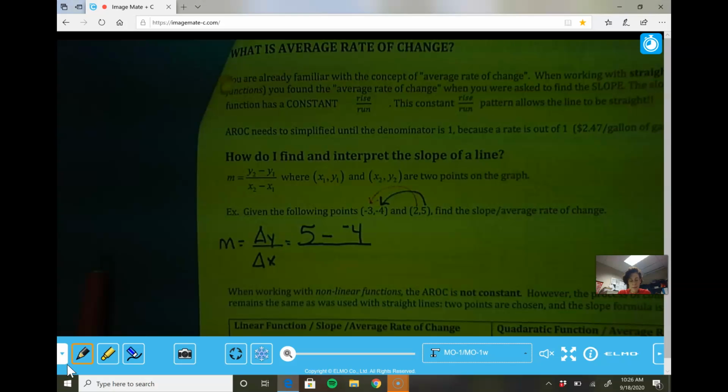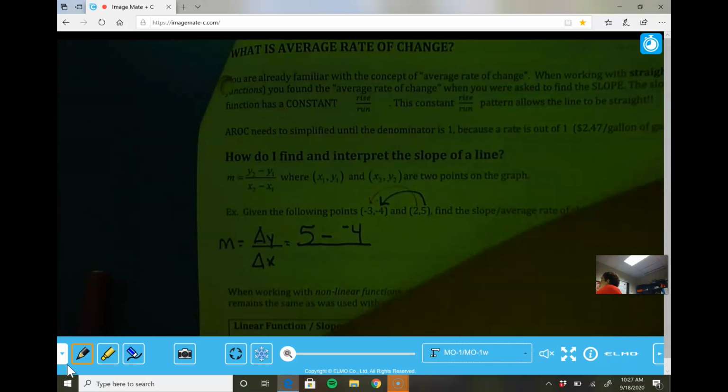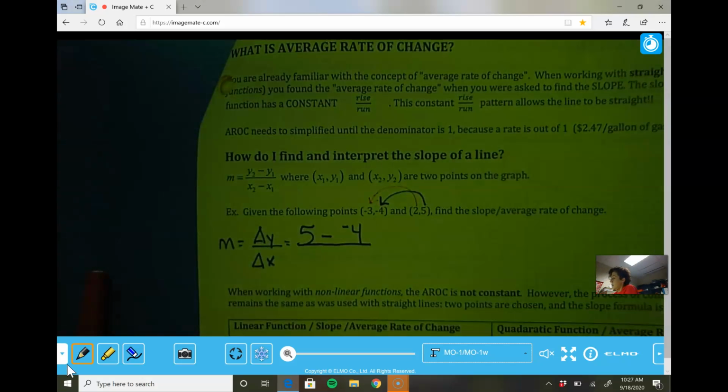So that marker is not going to make it much longer. Hold on, I got to find something else to write with. Okay.